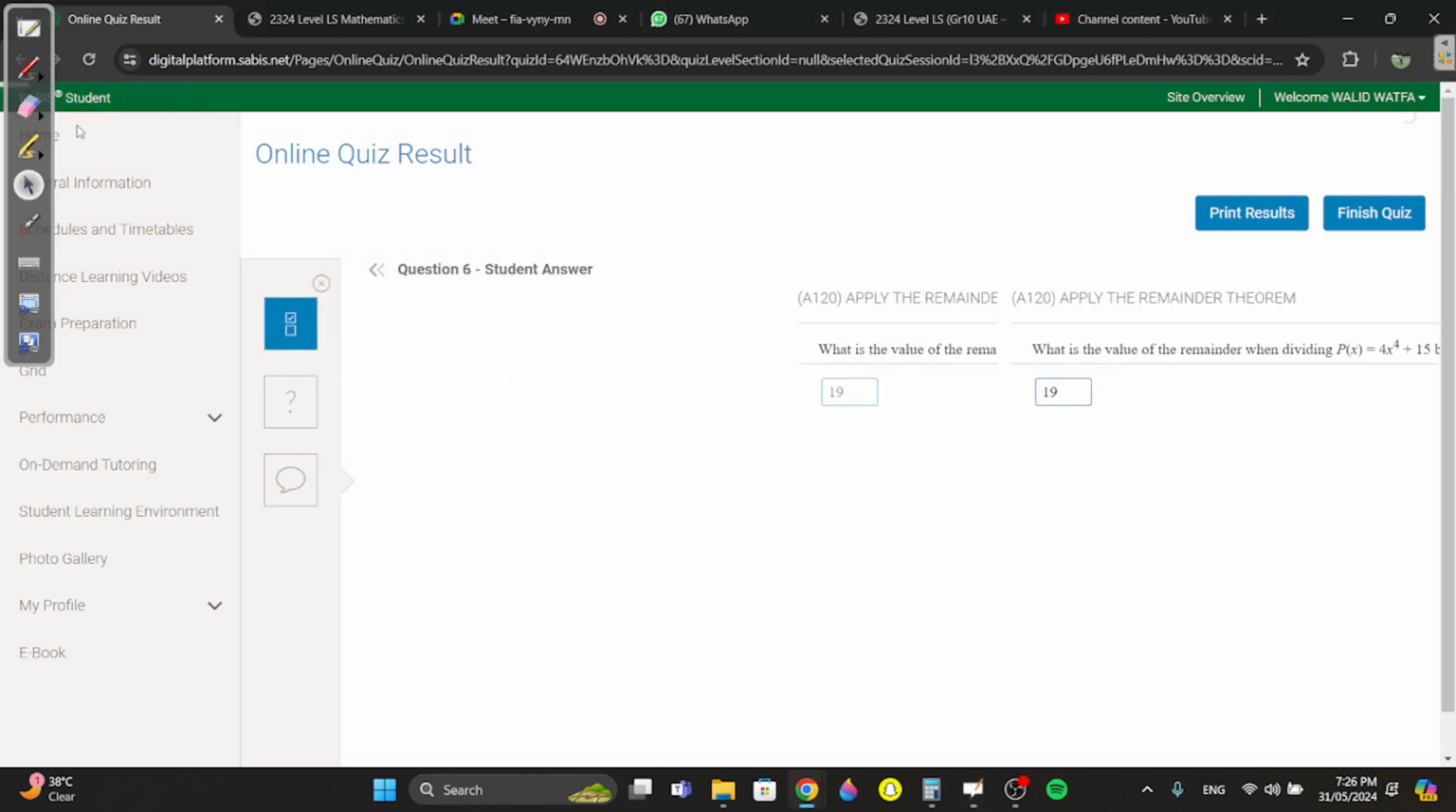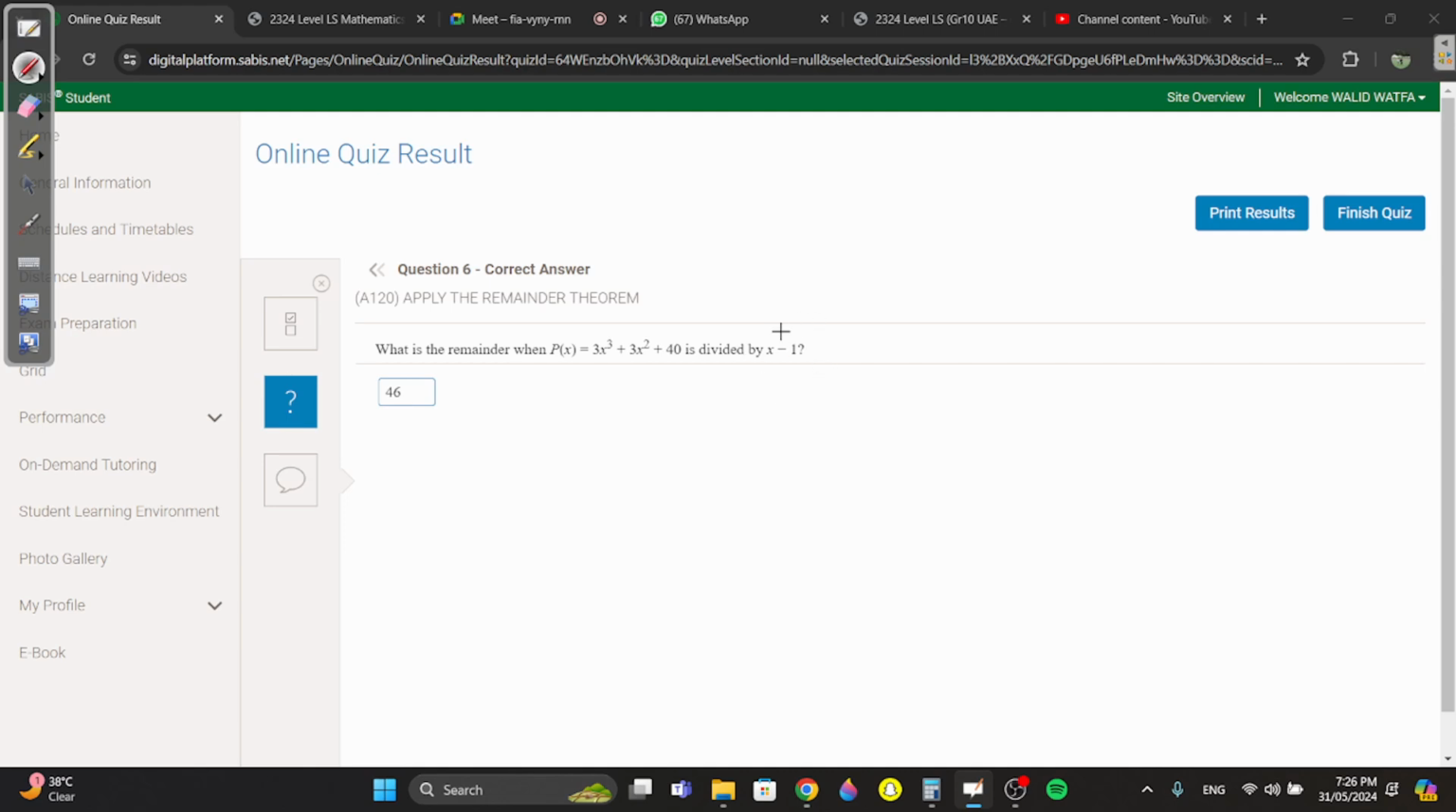Question 6. Again, same thing. We're dividing by x minus 1, so you just substitute the 1. 3 times 1 to the power of 3 plus 3 times 1 to the power of 2 plus 40 equals. 3 times 1 to the power of 3 is 3. 3 times 1 to the power of 2, again 3, plus 40, 46.